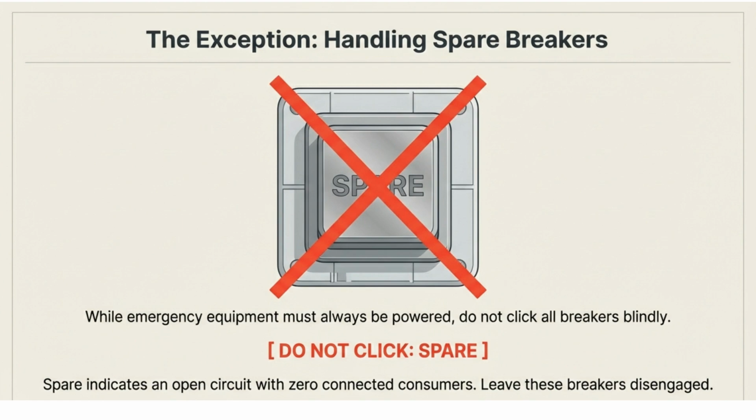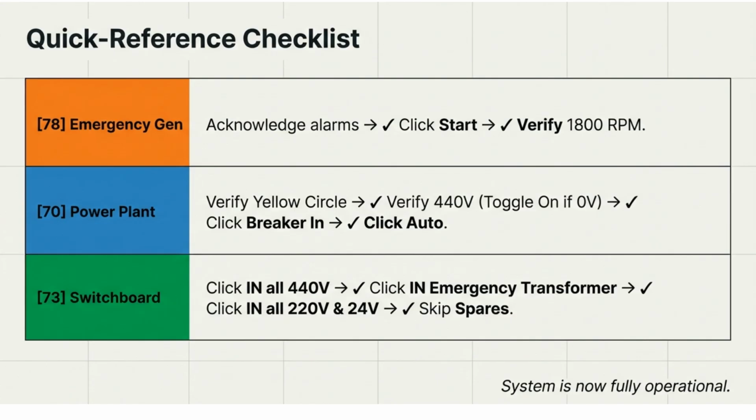While emergency equipment must always be powered, do not click all breakers blindly. The exception is handling spare breakers. Spare indicates an open circuit with 0 connected consumers. Leave these breakers disengaged. This quick reference checklist summarizes the operation, emergency gen, power plant, and switchboard actions.